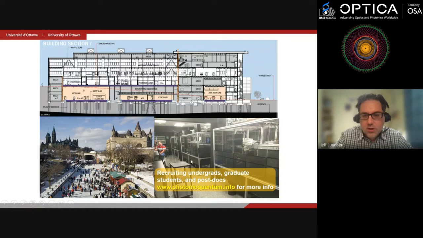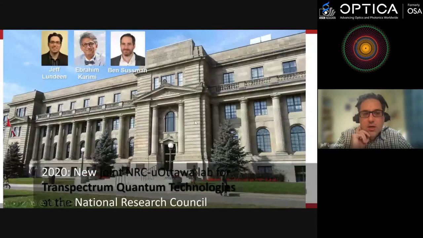This is one of my labs in the University of Ottawa. It's on the ground floor of this really beautiful building that was built for photonics, and it has lots of great features for photonics, too. I have another new lab down the road at the National Research Council, where I used to work. So I'm back at the National Research Council. It's called the Transspectrum Quantum Technologies Lab, and it's in conjunction with Ibrahim Karimi and Ben Sussman. The National Research Council is the sort of national labs of Canada.